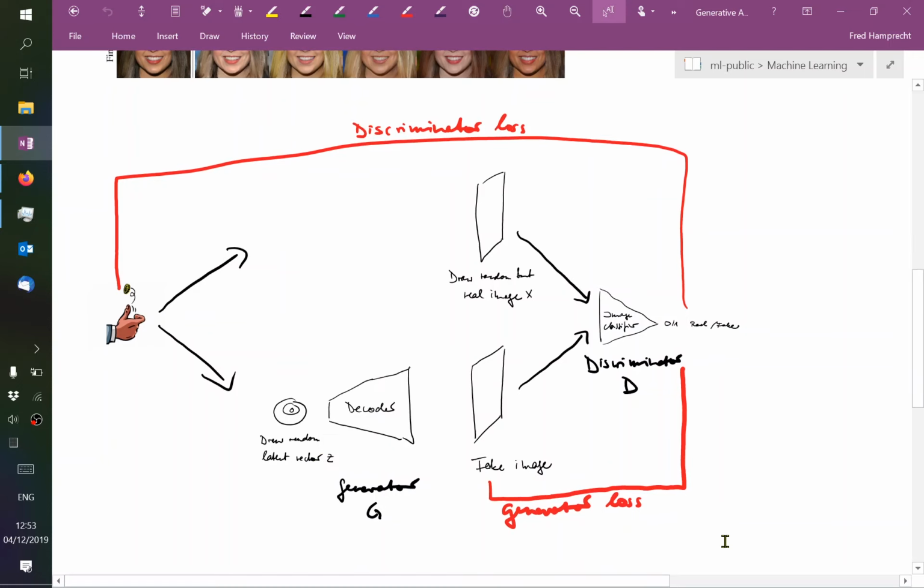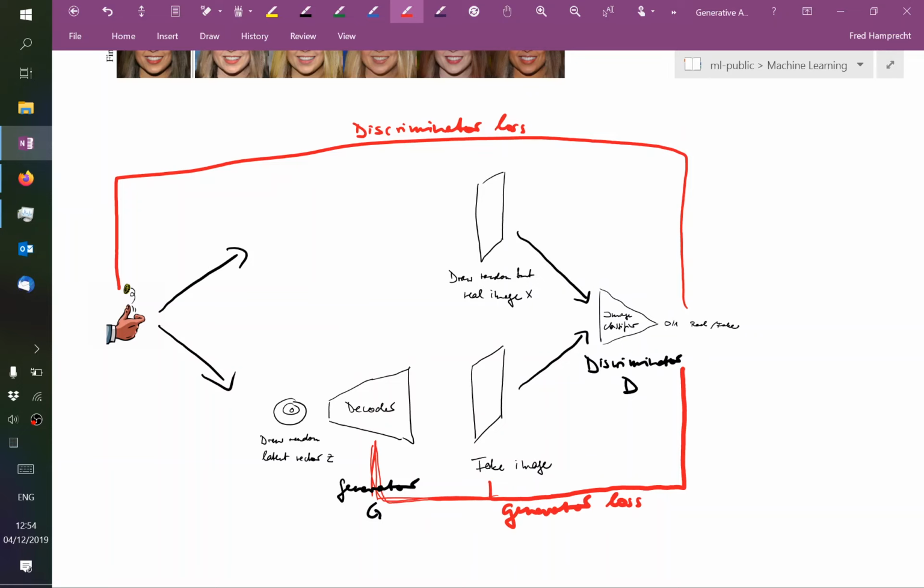This is what I've tried to show here with this red connection. I've called this the generator loss, which I should probably extend this red line, because it's not the fake image itself that I want to improve, it's the generator that I want to improve. All right, so let's say we've done this, and the generator has now managed to produce an image which the discriminator actually thinks could be a real image.